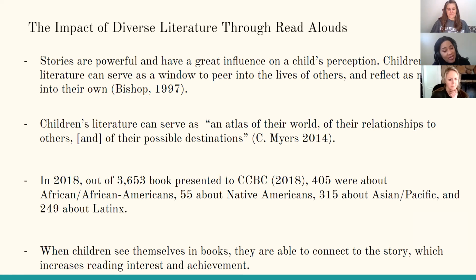In 2018, out of 3,653 books, the CCBC documented that there were only 405 books about African and African Americans, 55 about Native Americans, 315 about Asian or Pacific Islanders, and 249 about Latinx. The CCBC is the Cooperative Children's Book Center, and they note and categorize the diverse literature that comes through that is going to be put out for publication.